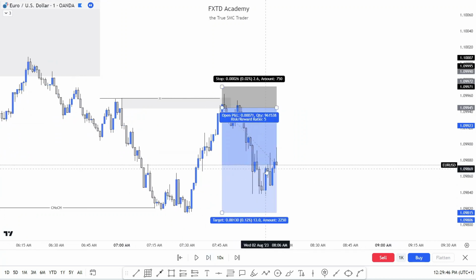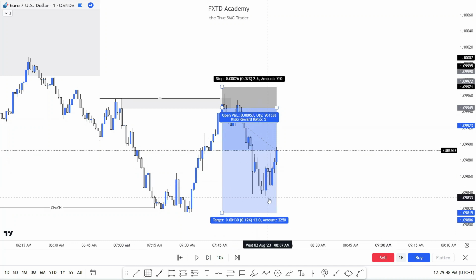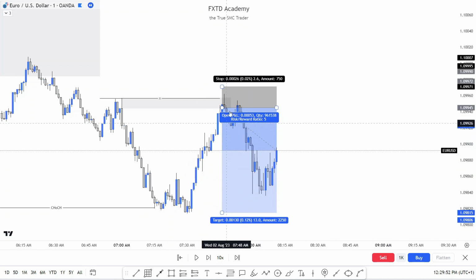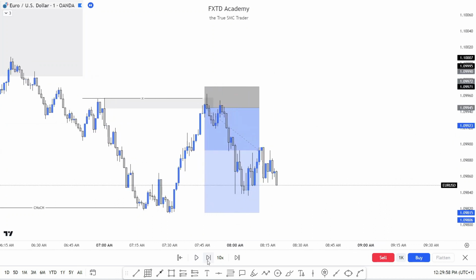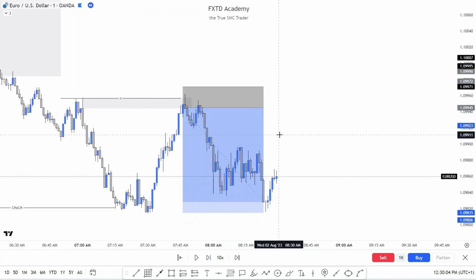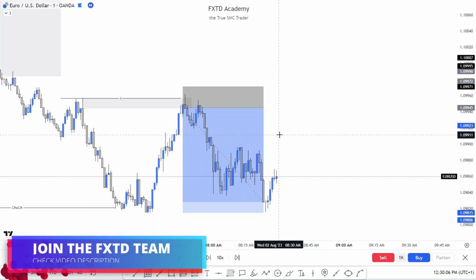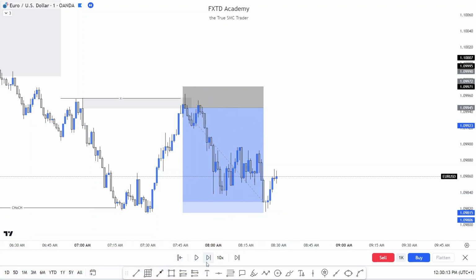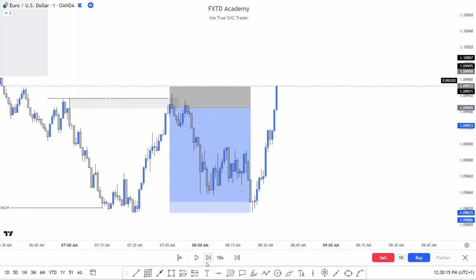At this point in time, 8 o'clock just got hit, so I was anticipating price to do something. I was expecting something like this, and what happened? Price came and boom, it gave a 4R, and this was the trade I also sent to the FXTD VIP signals. 4R was hit, right? Then we saw a reversal. So imagine that you are getting 4R risk to reward.